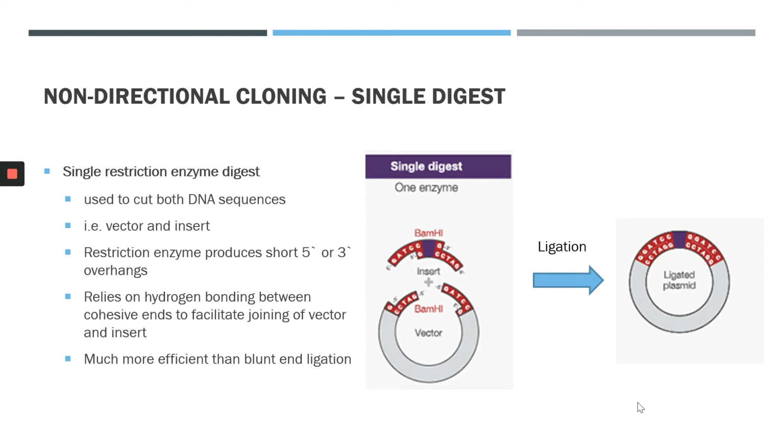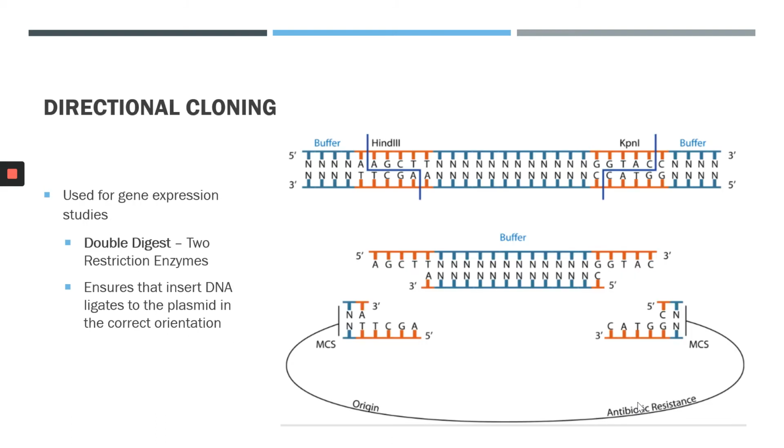Now we'll move on to directional cloning. Directional cloning is used for gene expression studies. This involves the double digestion of both the vector and the insert DNA fragment. And this technique is done to ensure that the insert DNA ligates into the plasmid in the correct orientation.